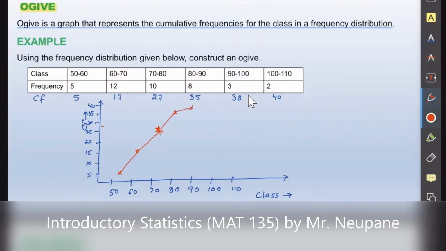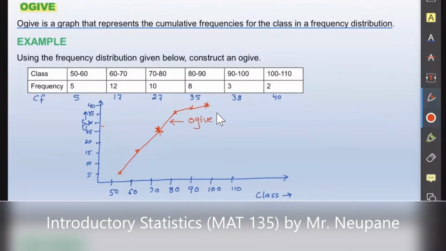And what is the cumulative frequency for the last class? 40. All the way at the top. Right there, it is 40. So we'll do that. Let me show you here. A little bit up. Can you see that? So this curve that is drawn here, the curve in red, this is called the ogive.